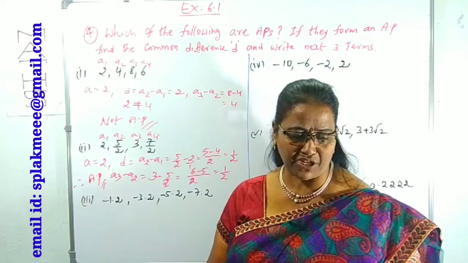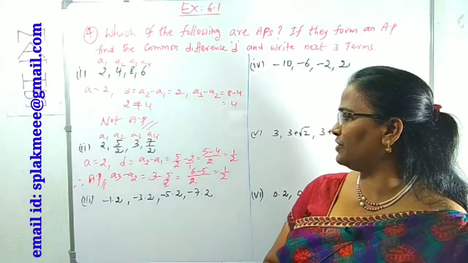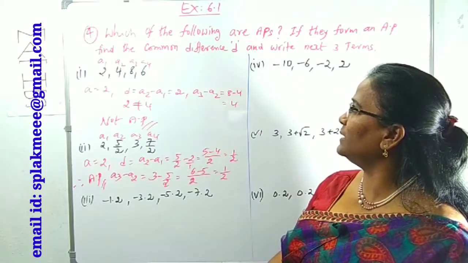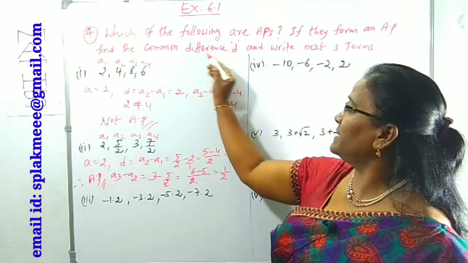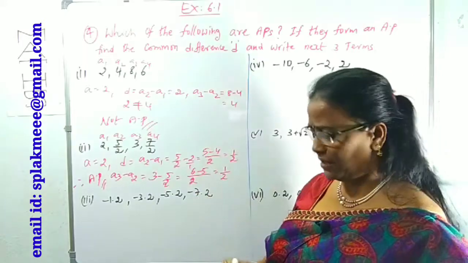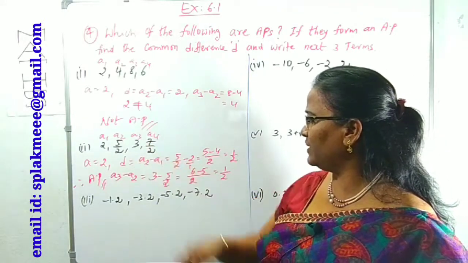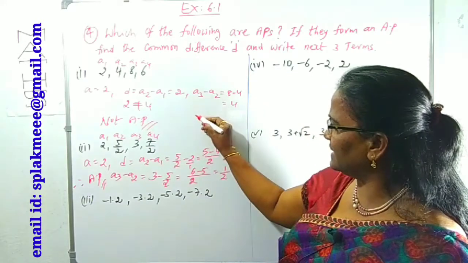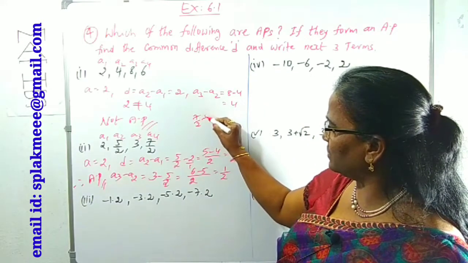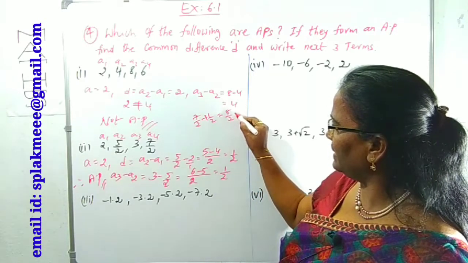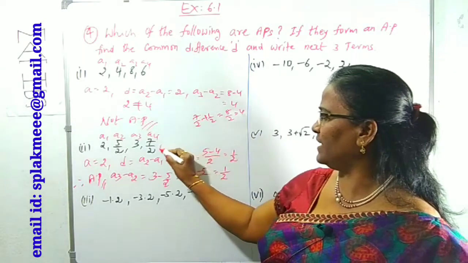If it is an AP, we can find out the 3 terms. How can you find out 3 terms? We got D is 1 by 2. We have the AP series and also D is 1 by 2. Now can you find out the remaining? We add 1 by 2 to 7 by 2 for the first term. 7 by 2 plus 1 by 2 is 8 by 2, which will be 4. This is a 4, right?